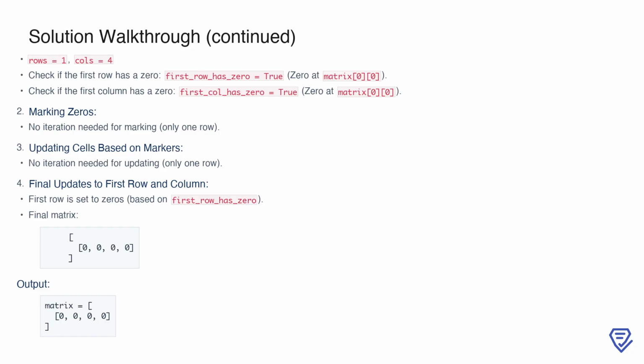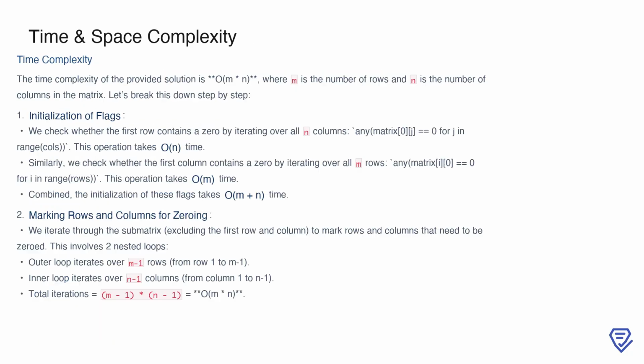This highlights how the algorithm efficiently handles edge cases with minimal computation when the matrix has only one row or one column. The time complexity of this solution is O(m*n), where m is the number of rows and n is the number of columns in the matrix. To understand this, let's break it into distinct steps.